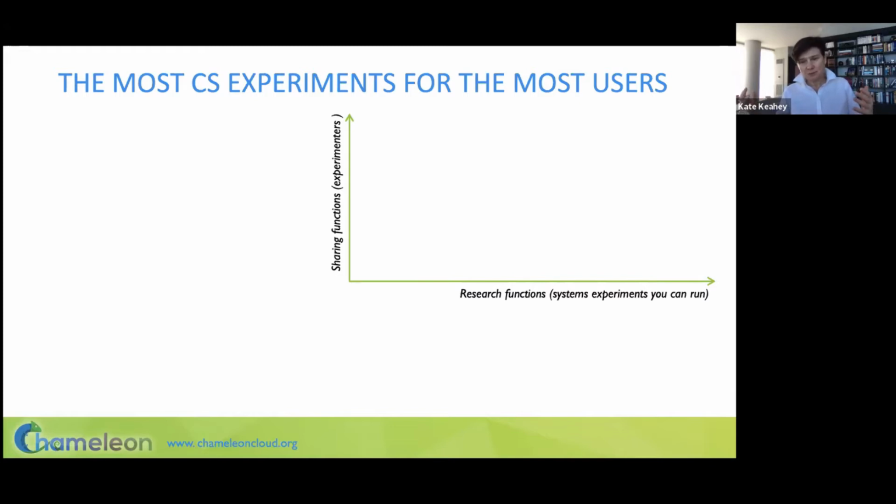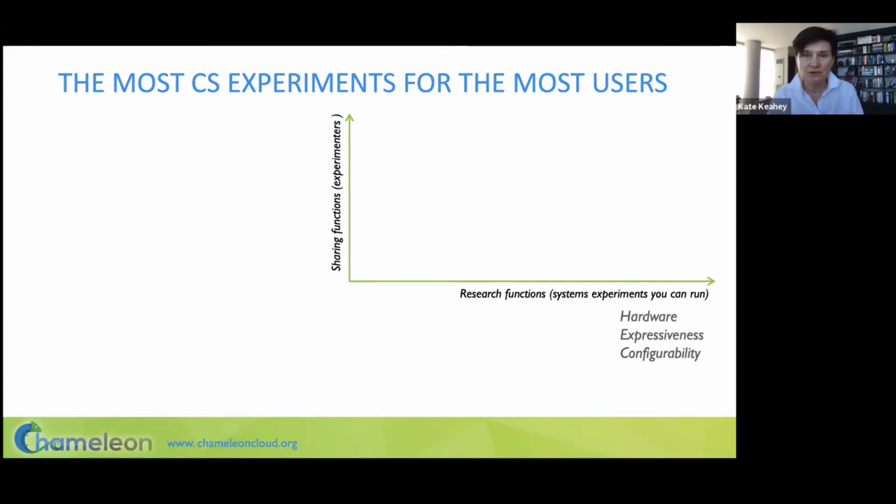First of all, it supports research functions, right? So in other words, it's a scientific instrument for the experiments in computer science that you want to run. But secondly, it has to support not just those research functions, but also sharing functions. So it has to be able to accommodate as many experimenters as possible without detracting from their research. And if you think about it, research functions are supported by things like how much hardware you have.